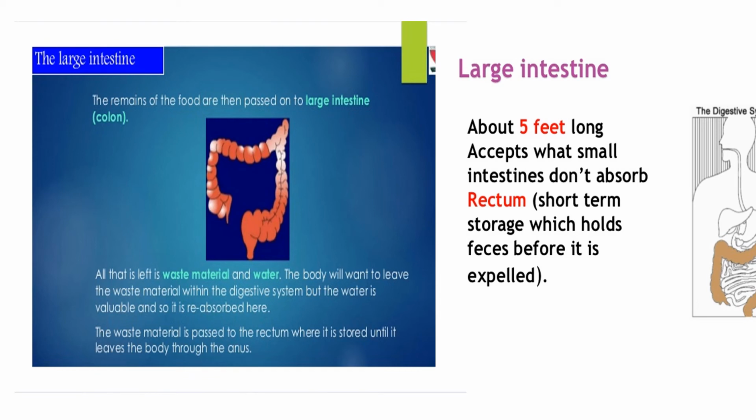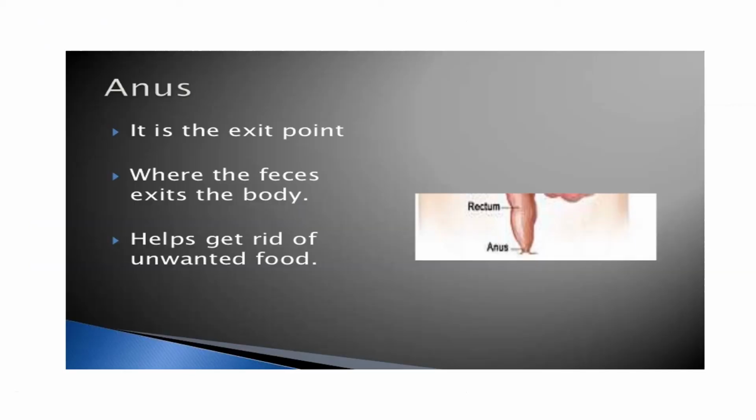Blood carries the digested food to all parts of the body, and the undigested food passes into the large intestine, which is approximately 1.5 meters long. The walls of the large intestine absorb water from it and then pass it into blood. The undigested semi-solid waste is collected in the rectum and is eliminated through the anus as feces. Anus is the exit point. It helps to get rid of unwanted or undigested food as feces.